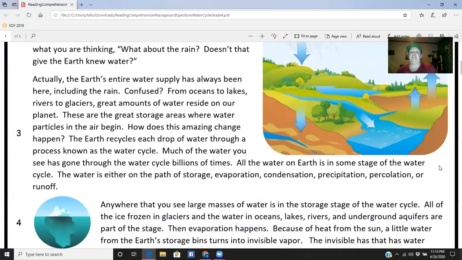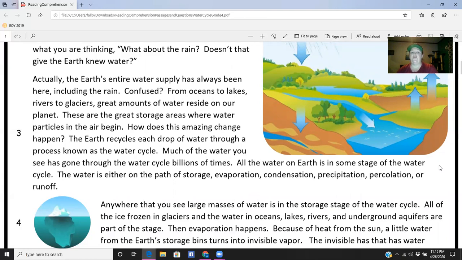Actually, the Earth's entire water supply has always been here, including the rain. Confused? From oceans to lakes, rivers to glaciers, great amounts of water reside on our planet. These are the great storage areas where water particles in the air begin. How does this amazing change happen?